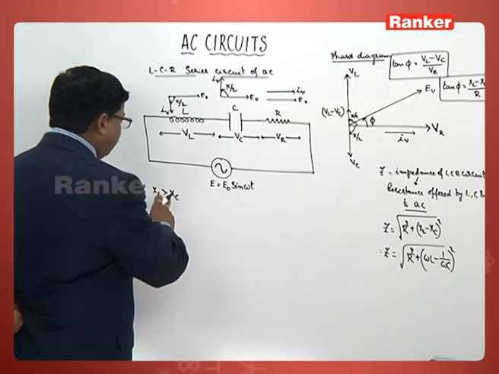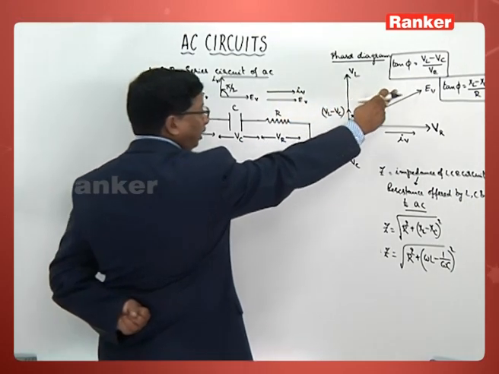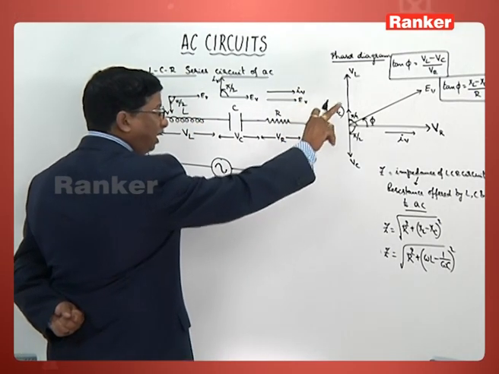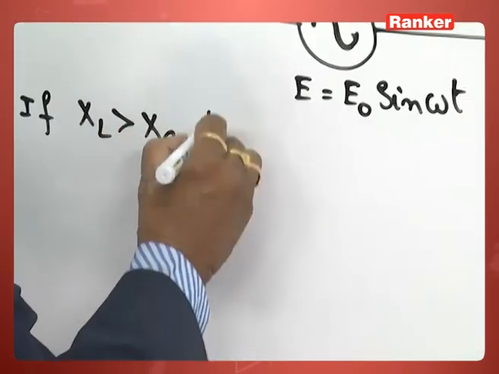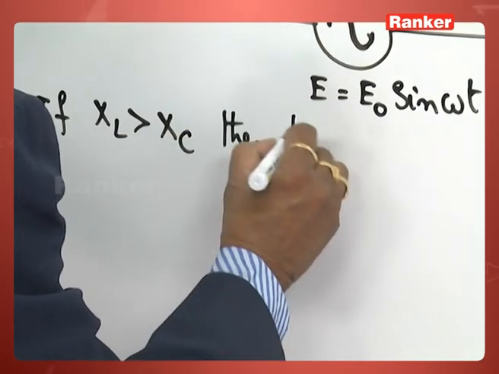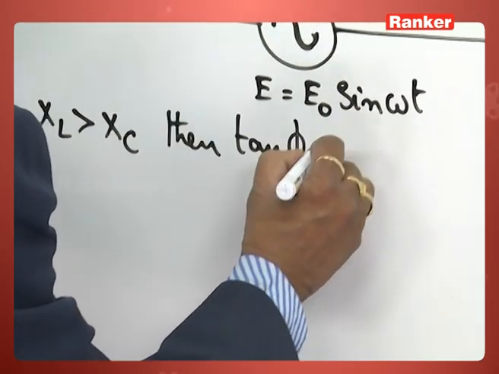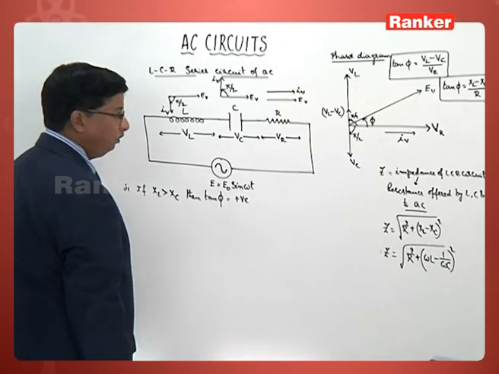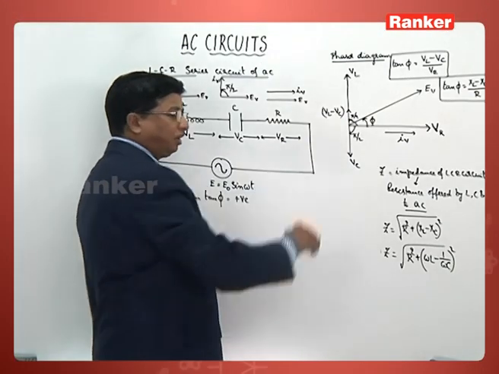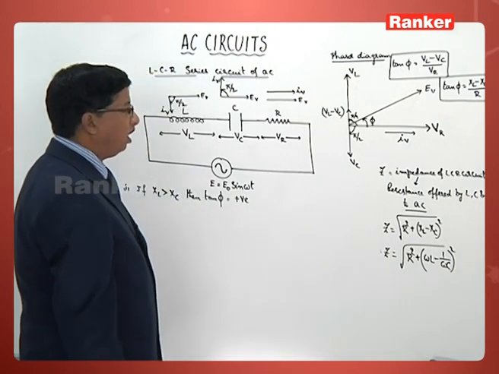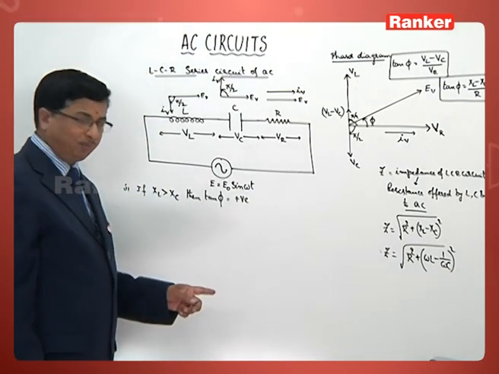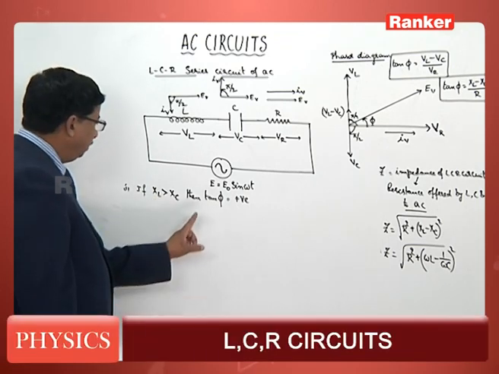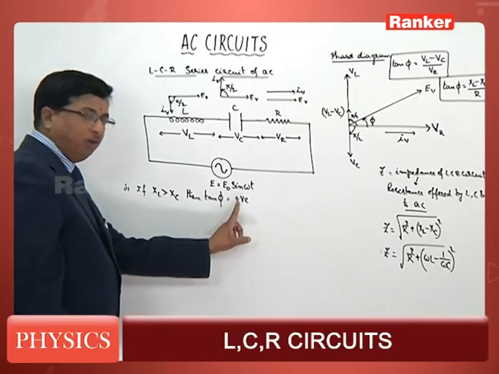You can even understand the same thing by considering that equation also. If XL is greater than XC, then I can write that tan phi will now be positive. Check this equation there: (XL minus XC) by R is equal to tan phi. So when XL is greater than XC, then tan phi will be positive.